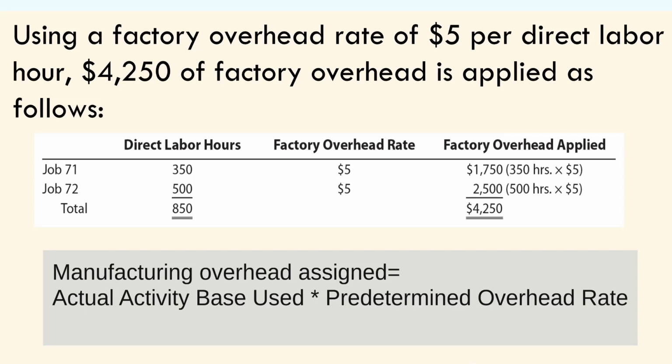Then once we have our predetermined factory overhead rate, we would look at each job and see how many direct labor hours they have, because that is our activity base in this example. And we would charge $5 per direct labor hour into our factory overhead account for each job. And that's how we would apply our factory overhead to the job.